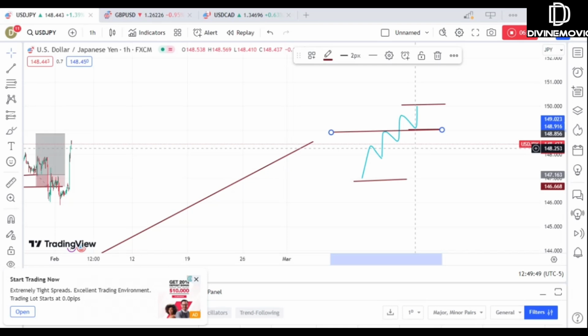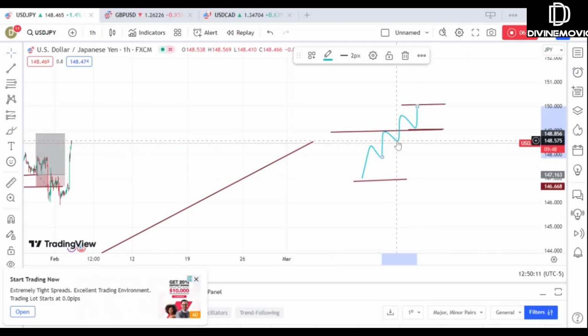On the 1 hour time frame, what we want to do is look for the demand zone or supply zone. If price is in a downtrend we look for supply, but because price is in an uptrend, we want to look for a demand zone. Now let's assume we expand this to the 1 hour time frame, and we are paying attention to what's going on in this place here. Let me move this one here.